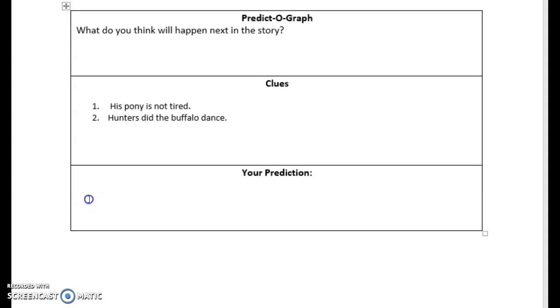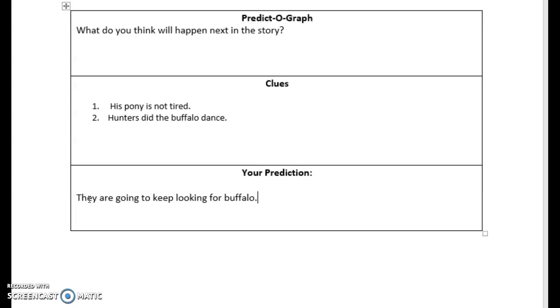Good, I like that. Okay, so they're going to keep looking for buffalo. All right, let's write that in. Great, so we were detectives. We looked at these clues. His pony is not tired. The hunters did the sacred buffalo dance. And we predict that since they have not found buffalo yet, they're going to keep looking for buffalo in the morning. All right, now let's go back to our books.